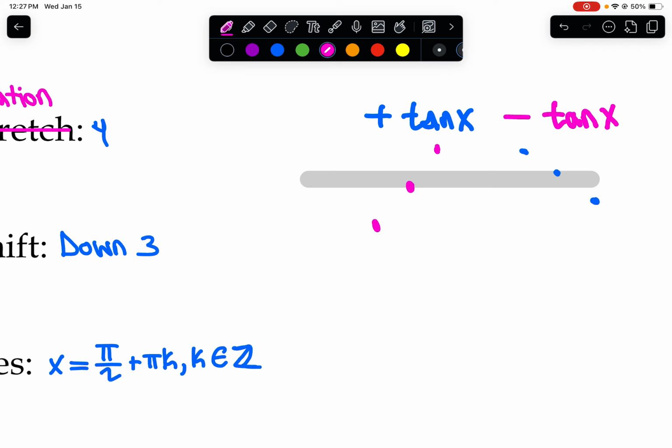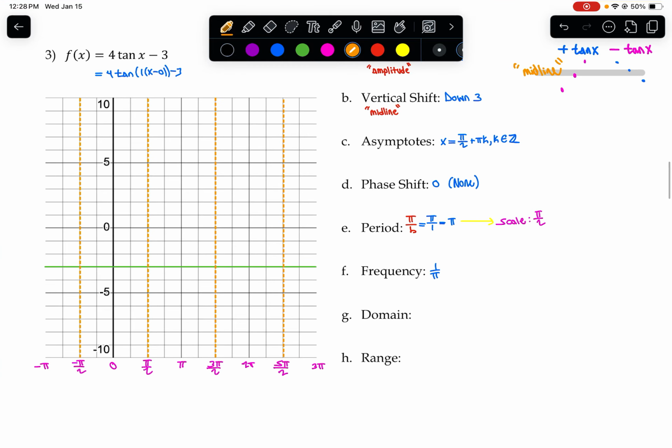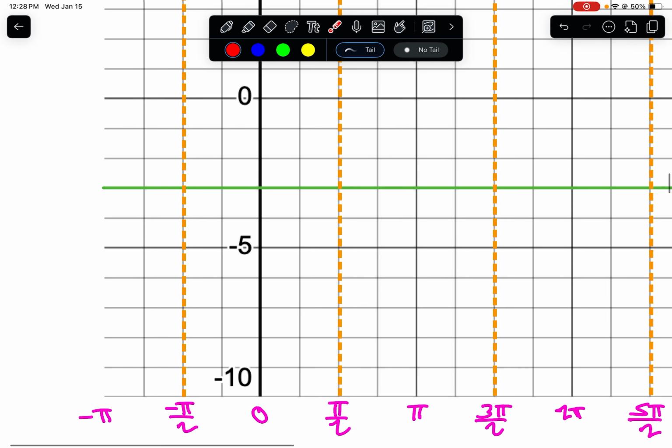So what's going to happen is these middle points right here are actually going to be on that midline that I just plotted. The quote-unquote midline. We don't technically have a midline. So what I mean by that is I'm going to plot my middle points. So smack dab in the middle between my asymptotes, right here, is going to be my middle point.